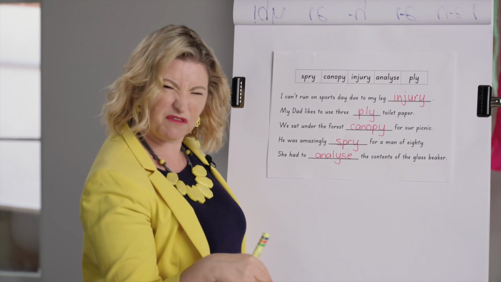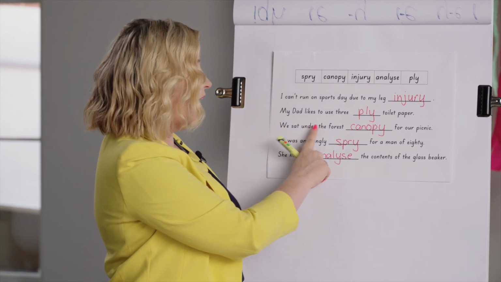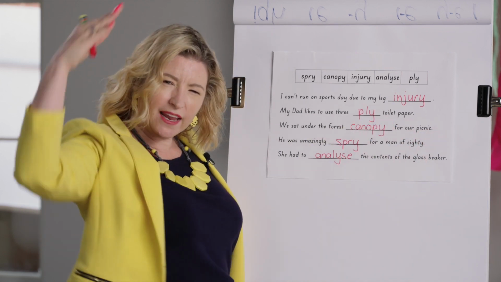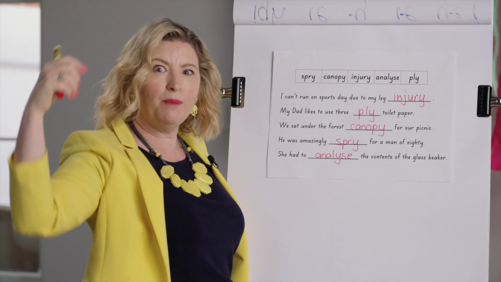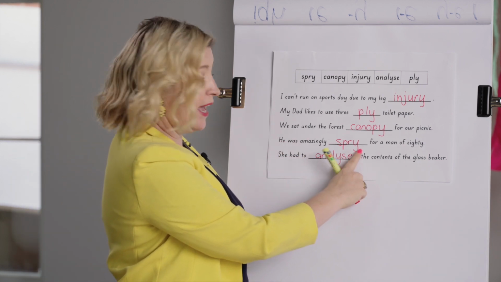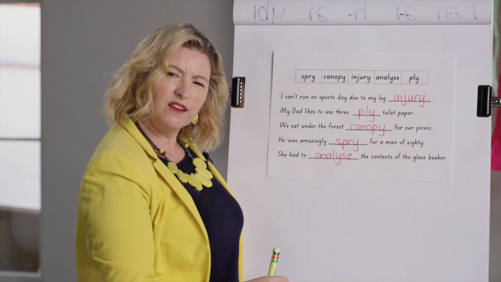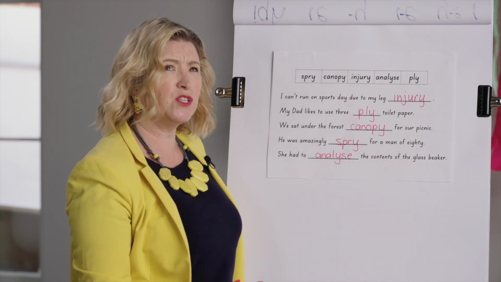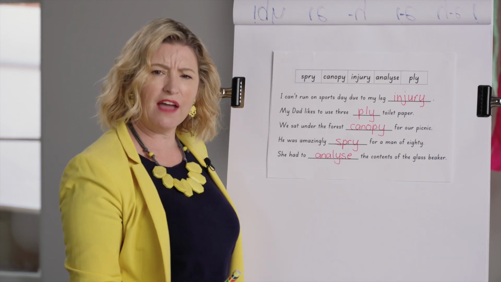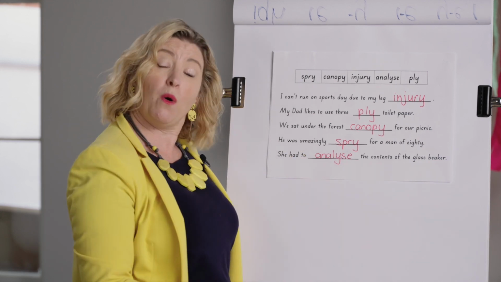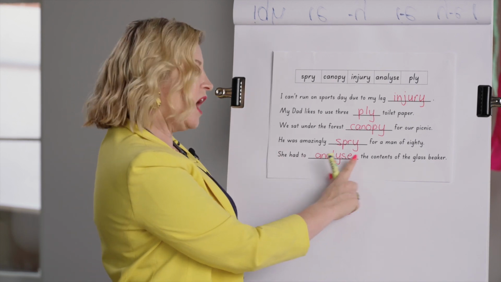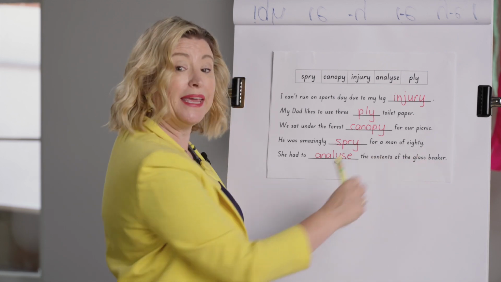It's nice and soft. We sat under the forest canopy for our picnic. Maybe it was a hot day and that canopy just gave us a beautiful bit of shade. He was amazingly spry for a man of 80. So usually we'd think someone who was 80 years old, they're really old and they would be a little bit slow and not very active and lively. So he was actually really quite spry. He was really lively.